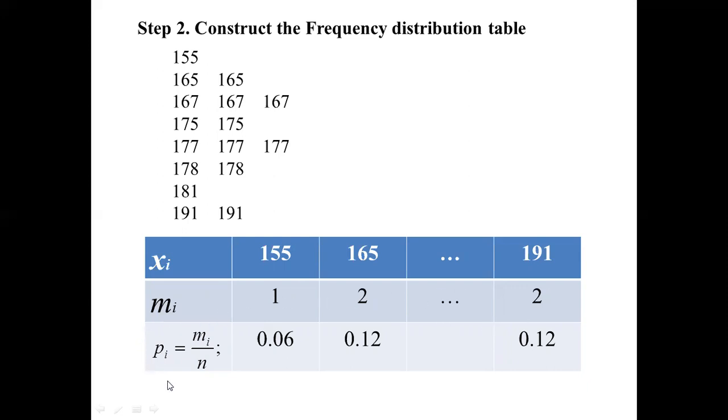In the third row, the frequency of each indicator divided by the sample size. This is the relative frequency.